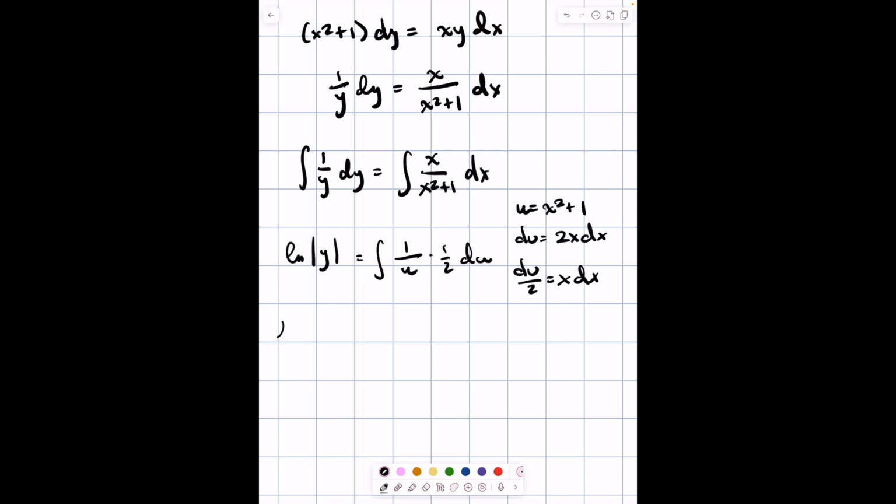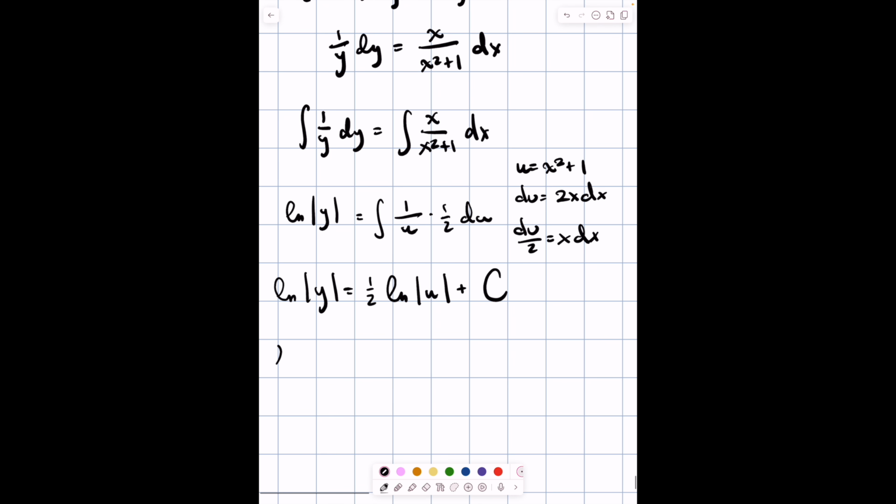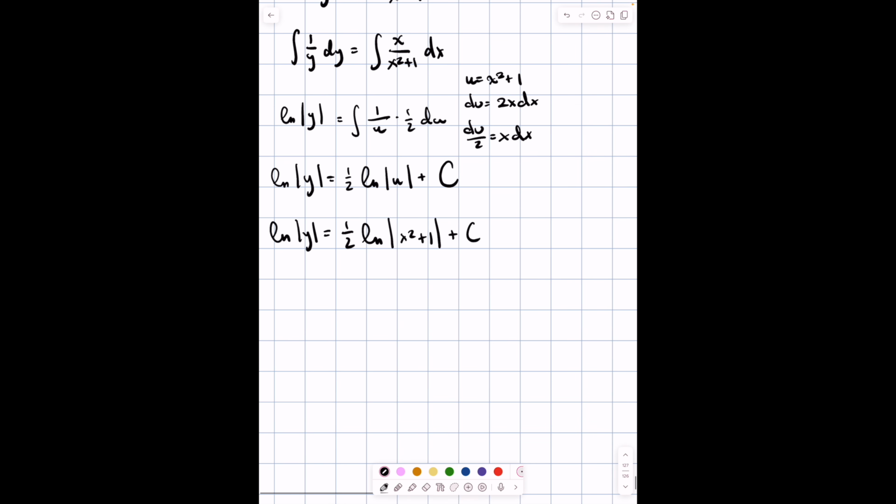And then I have 1/2 ln of u plus c, and then I added plus c back. We need to plug in the u again, so 1/2 ln of x squared plus 1 plus c. And then final steps, we need to solve for this y. So how do we solve for y? We need to isolate it.